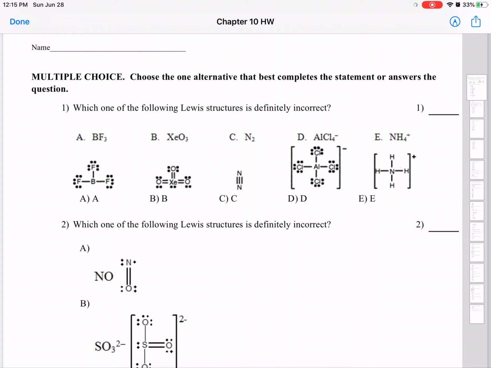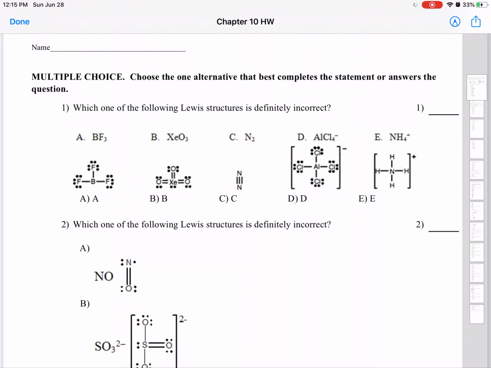In some cases we learned there could be expanded valence shells, where you can have more than 8 electrons. And for some central atoms, it's okay to have less than 8 electrons. Now here the first question is, which one of the following is definitely incorrect? An easy way to look is to see which atoms are deficient in electrons, less than 8. Since we learned some exceptions where it's okay to have less than 8, we can omit those ones.